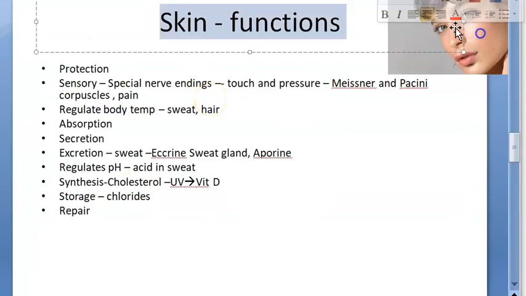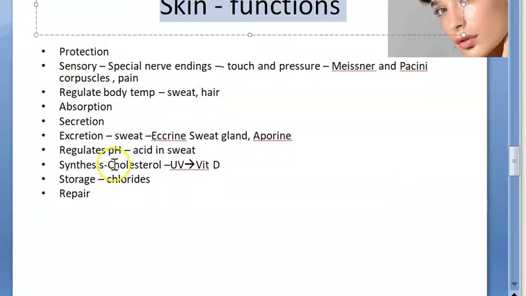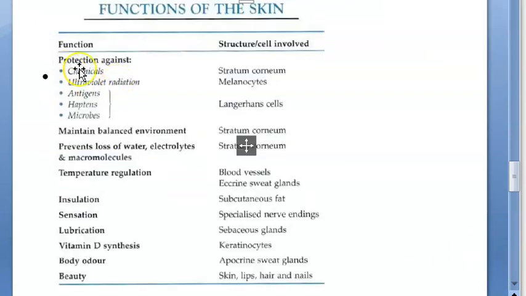You can see skin functions. Basically, what are the functions of skin? You have looked at this. Protection: it will protect you from chemicals, like the stratum corneum will protect you from chemicals. Melanocytes will protect you from ultraviolet radiations. The Langerhans cell, which is about the immune system, protects you from antigens, haptens, microbes, etc. So it is your immune defense against all these.